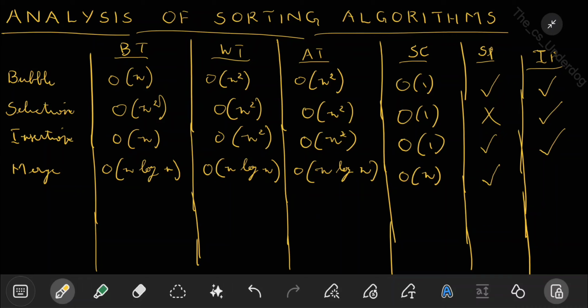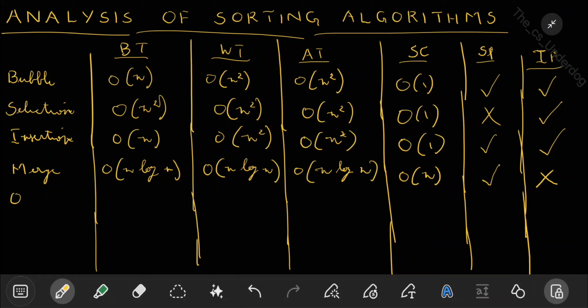Is it in place? No, it is not in place because in order to do the merging, you are taking elements to a separate space. From there, you are starting the merging process. That is why it is not an in-place algorithm. Which is the next algorithm that we considered?